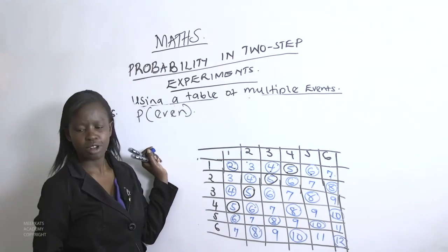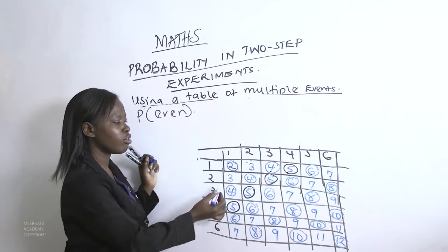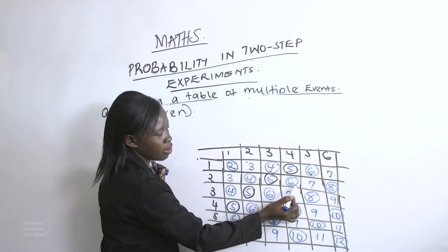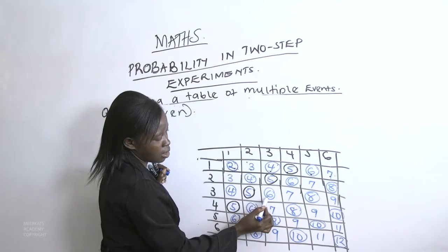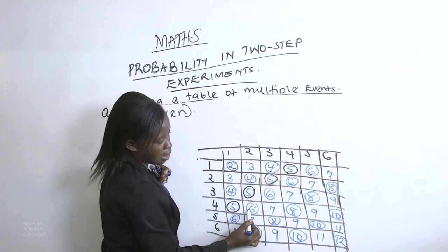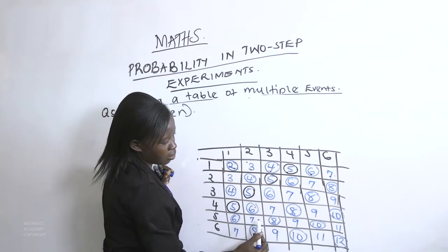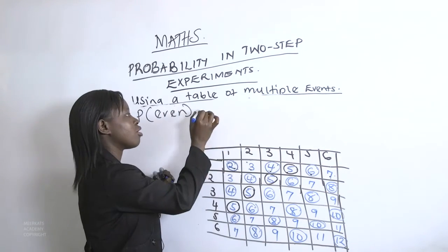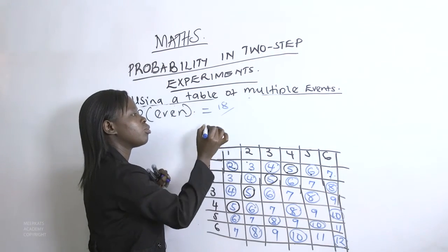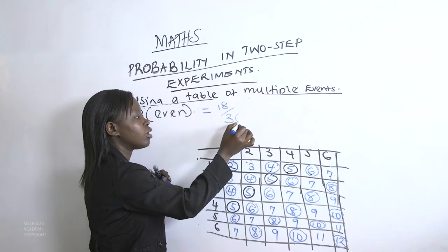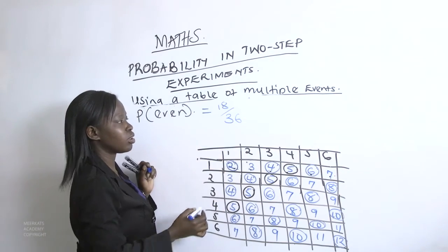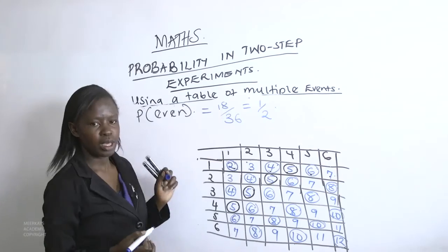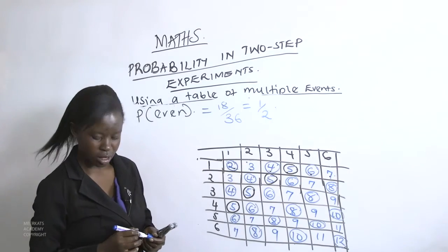So how many favorable outcomes do I have? 1, 2, 3, 4, 5, 6, 7, 8, 9, 10, 11, 12, 13, 14, 15, 16, 17, 18. So we have a total of 18 favorable outcomes over the total number of outcomes, which is 36. So 18 over 36, if I simplify, we get 1 over 2.